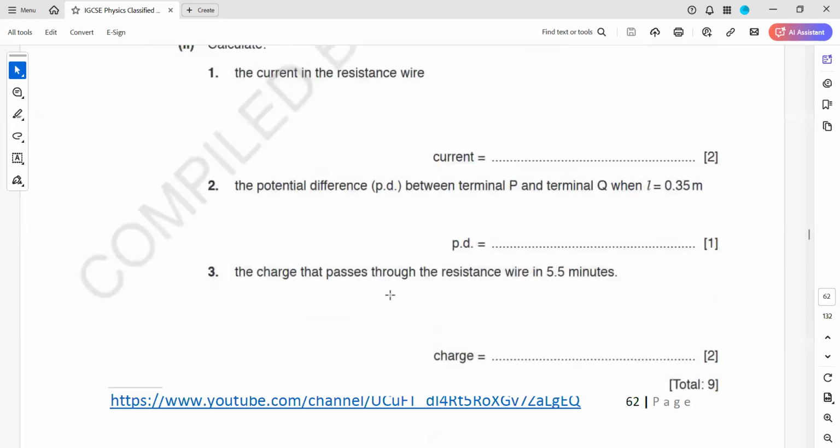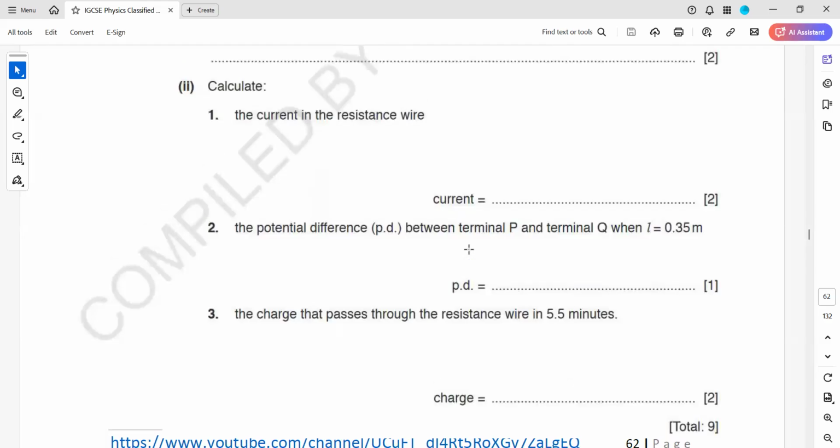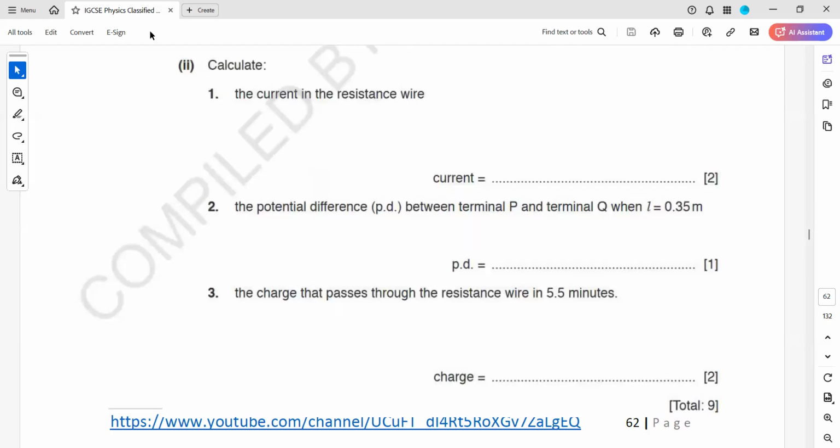The charge that passes through the resistor in 5.5 minutes. If you need the charge, the current was 1.58 ampere. If you need the charge, the current is charge divided by time. The total current in the circuit is 1.58. The charge we don't know, and the time is 5.5 minutes.